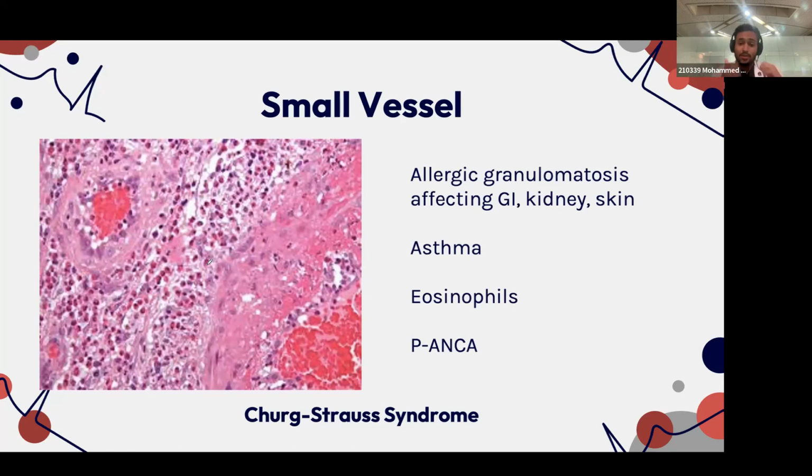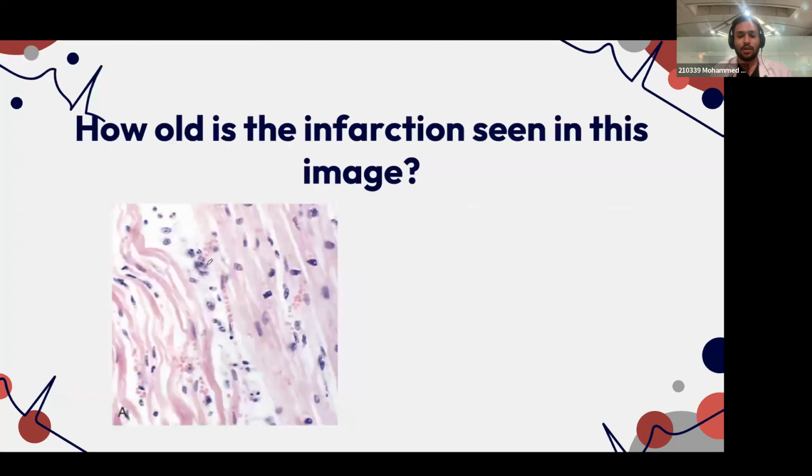It's associated with asthma, very important to remember asthma. Eosinophils, so you might see elevated eosinophils in the blood tests. And it's P ANCA positive, okay? And actually, I saw this in the hospital, a patient with Churg-Strauss, eosinophils were high, P ANCA was positive, and we already knew it was Churg-Strauss. So remember these findings specifically, okay?